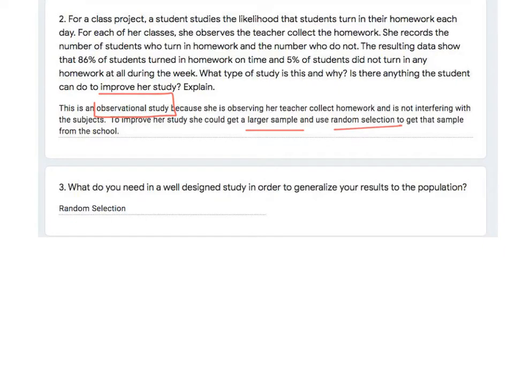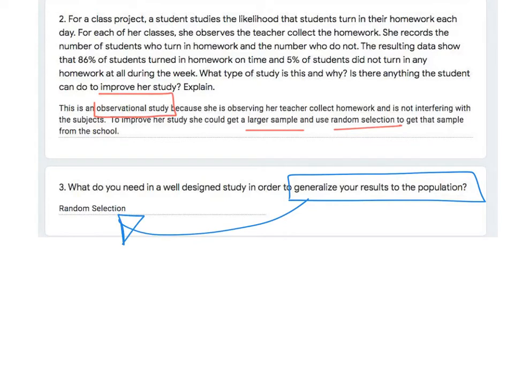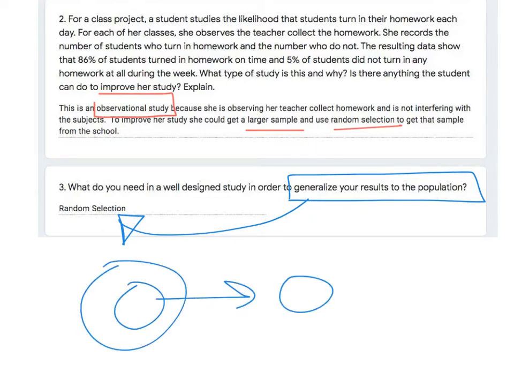Number 3, it says, what do you need in a well-designed study to generalize to your population? You need random selection. A lot of you said a big sample size, which is also very good, but random selection is key because when you randomly select people from a population, you're getting a good sample out of that population to study, and it will have good differences in the people because you're using randomness. Some of you did say you want to have a variety of different people, and that's what random selection does. So it allows you to have those differences naturally in your sample.